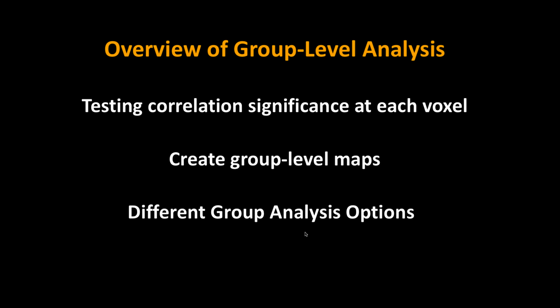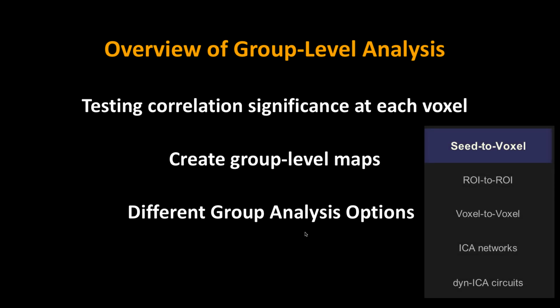It creates group level maps just like you would see with traditional task-based analyses. But you also have options for things like if you want to do pre-post designs, compare groups, continuous measures, and so on. These last few, say voxel-to-voxel, ICA networks, dynamic ICA.